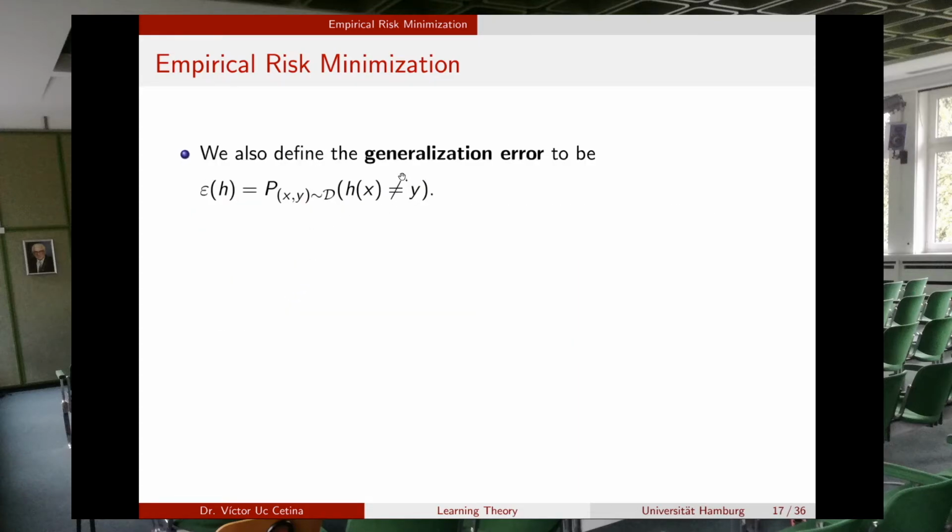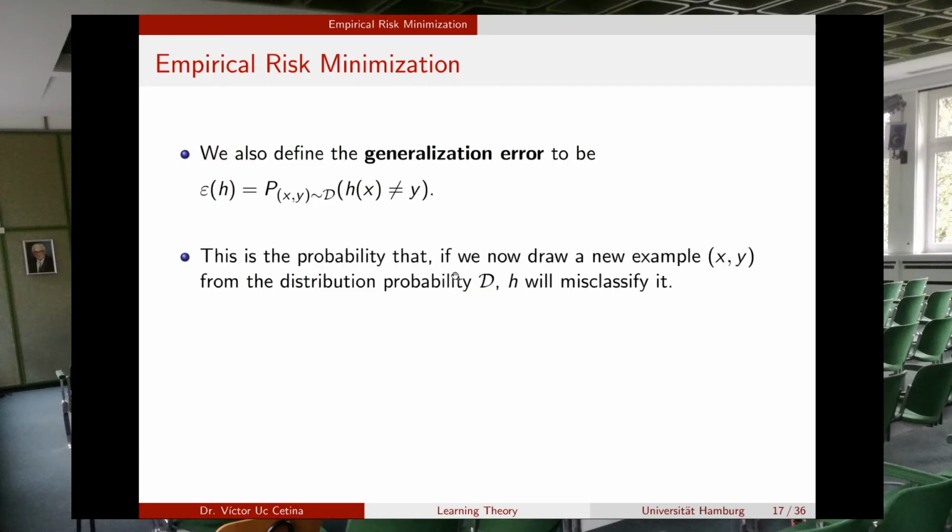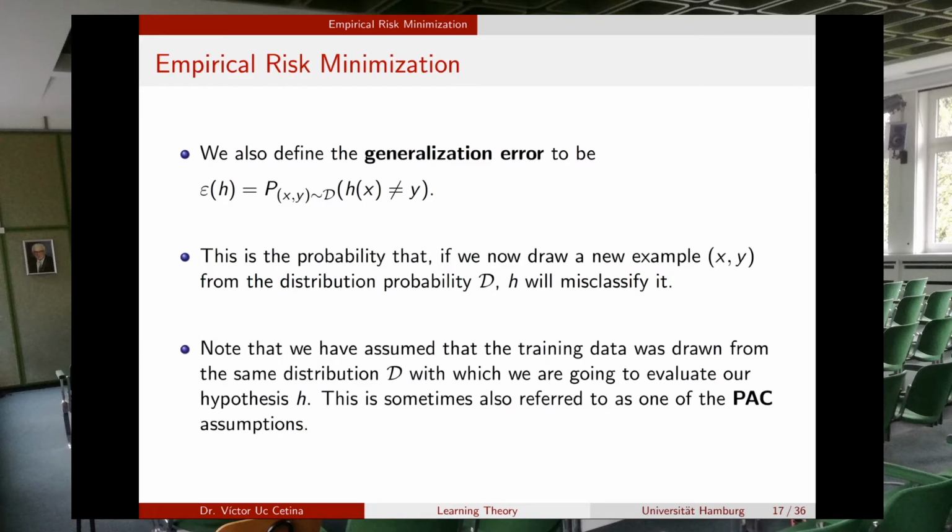We also define the generalization error of that hypothesis H as the probability that this model will misclassify any pair of points that is drawn from the distribution D, which is the same distribution that was used for generating the training set. So this is the probability that if we now draw a new example from the same distribution D, H will misclassify. So this is the generalization error.